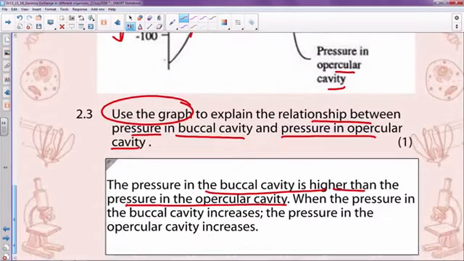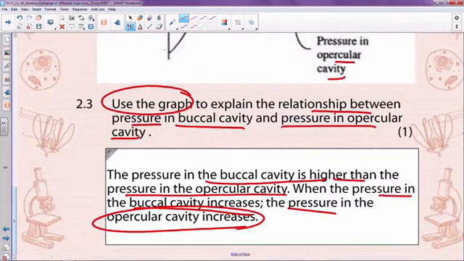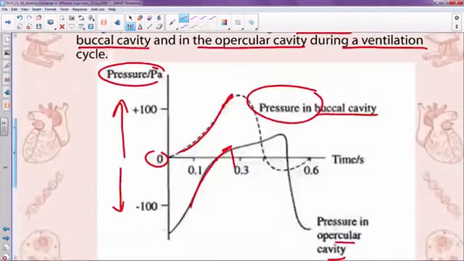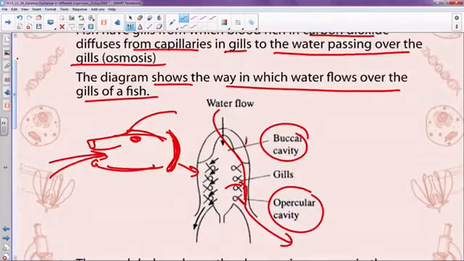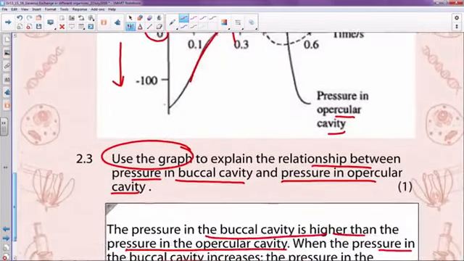However, we need to discuss the relationship. When the pressure in the buccal cavity increases, the pressure in the opercular cavity increases, because, as I said, the water needs to enter the mouth, and when it enters the mouth, the fish closes the mouth, and then that pressure increases and pushes the water over the gills in the opercular cavity. That is the reason why the pressure in the opercular cavity increases, and thus there's a lag, which you find after a little while when the pressure increases in the opercular cavity.